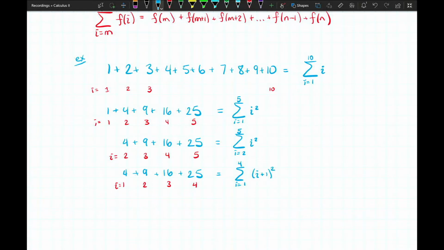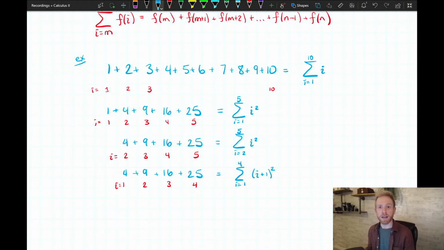So, there are actually multiple representations for the same series or same sum, if you like. But just in general, you can think about this as being some sort of function in terms of the index with a starting index and a final index, and you just calculate each term as you go and add them all together.